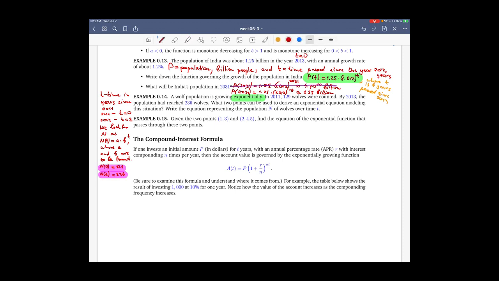Well, n at 0, being 129, on the other hand, is a times b to the power 0. That is a times 1, that is a. And that is 129. So we find immediately that a equals 129.